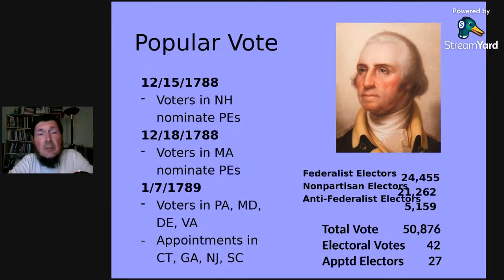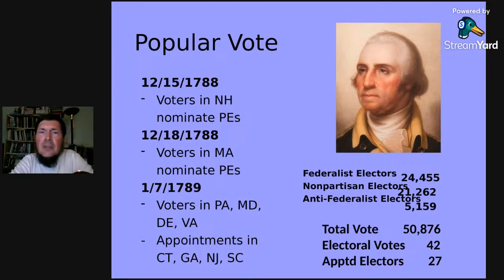So voters went to the polls in 4 states. The 2 states elected by districts, Delaware and Virginia, and the 2 states elected statewide, which are Pennsylvania and Maryland. And legislators met in 3 states and the governor in New Jersey to name their presidential electors. So on the right here is one account of the popular votes.